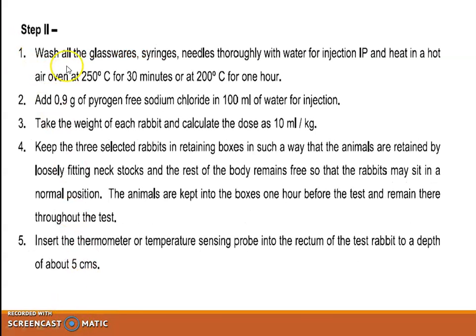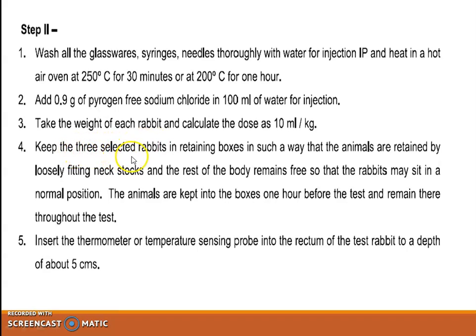Step 2. Wash. The first step is to wash all the glassware, syringes and needles thoroughly with water for injection and heat them in the hot air oven at 250 degrees Celsius for 30 minutes or at 200 degrees Celsius for 1 hour. To that, add 0.9 gram of pyrogen-free sodium chloride in 100 ml of water for injection. Take the weight of each rabbit and calculate the dose as 10 ml per kg.